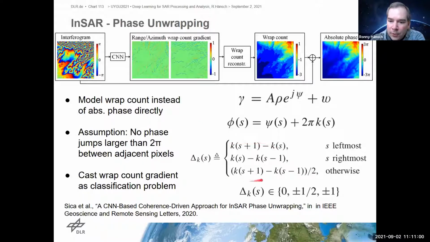So this change of my wrap count here is basically just taking the 2 pixels on the left and the right hand side of the pixel of interest. Since each of them can only be 0 or 1, the change of the wrap count can only be one of those 5 cases. So either it's 0, minus a half, plus a half, minus 1, or plus 1. Okay? And then they cast this whole thing as a classification problem. So you have your input interferogram, and what you want to use your convolutional neural network for is to just classify, based on this input, which of those 5 cases we encounter there. Once we have that, once we have this gradient, we can easily reconstruct this wrap count, right? Just by going back from the gradient. And once we have the wrap count and then the original interferogram, we can produce the absolute phase.